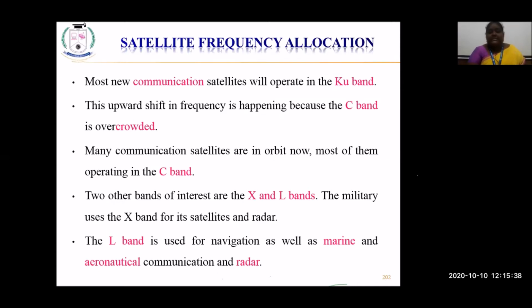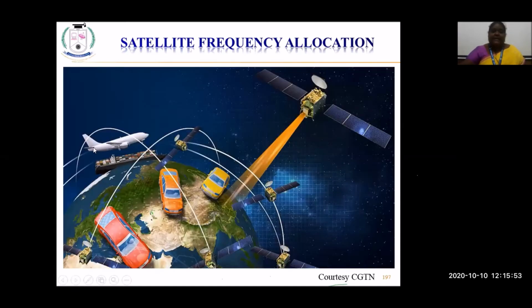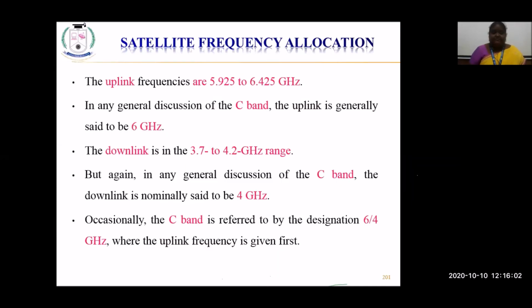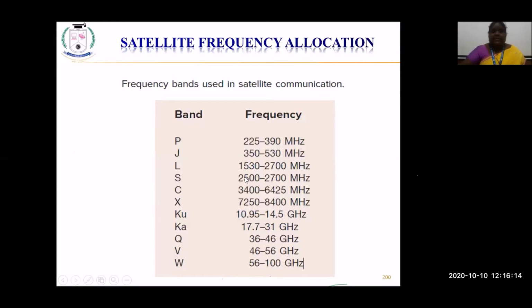The L band is used for navigation purposes as well as marine applications, aeronautical communication and radar signals. That is used for all your aircraft applications, as shown in the picture. These aircraft also will be getting communication, and we can keep on monitoring. The aeronautical services, other navigational purposes to locate ships, and other applications using radar signals will operate in this L band. What is the range of the L band here? You see, 1530 to 2700 megahertz. That is the frequency range.